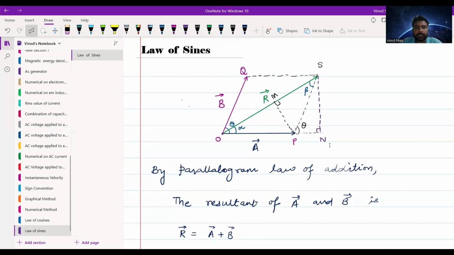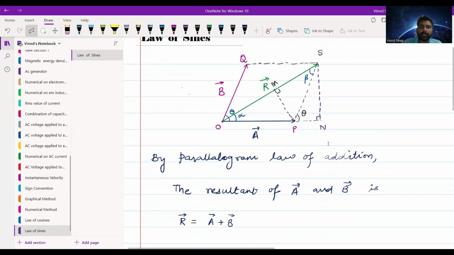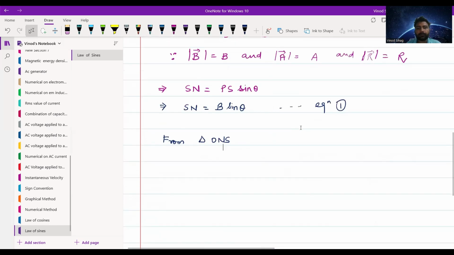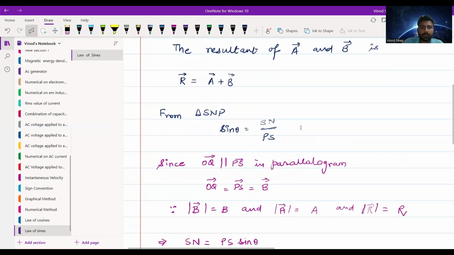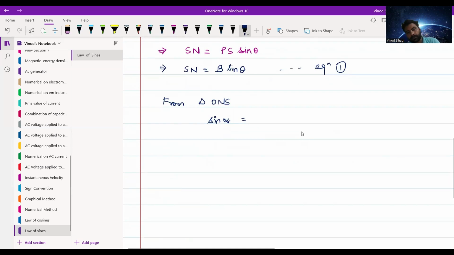That other triangle is the triangle ONS, a right angle triangle. So if we take the right angle triangle ONS, then what will we get? We will get that sine alpha equals Sn upon OS.